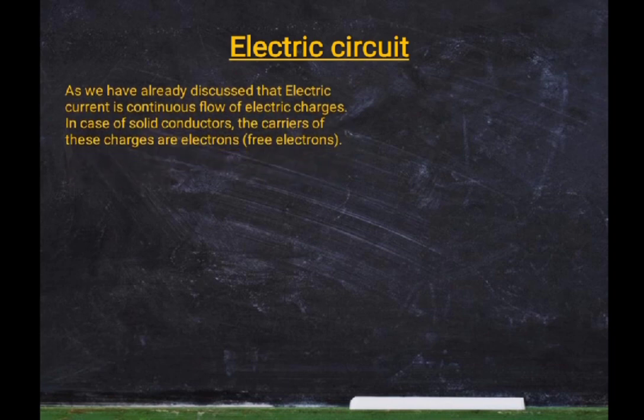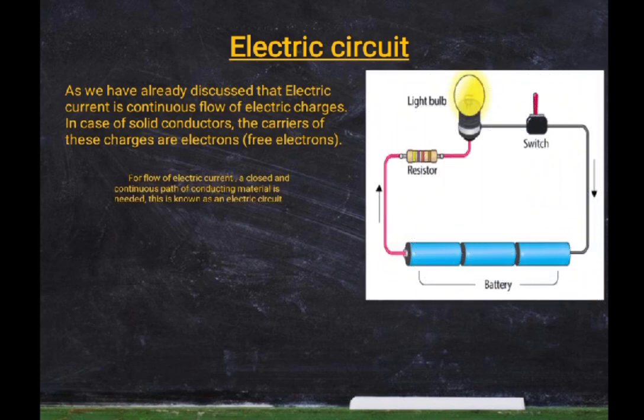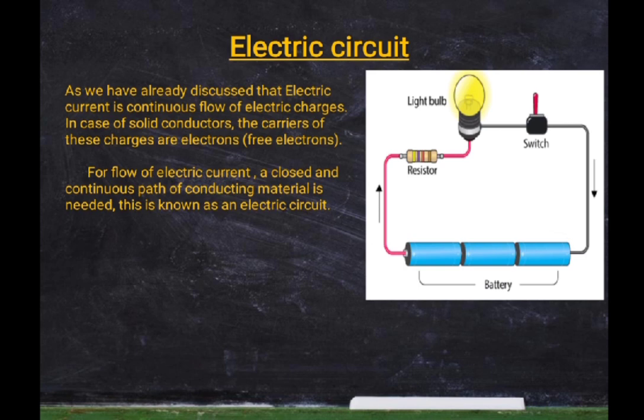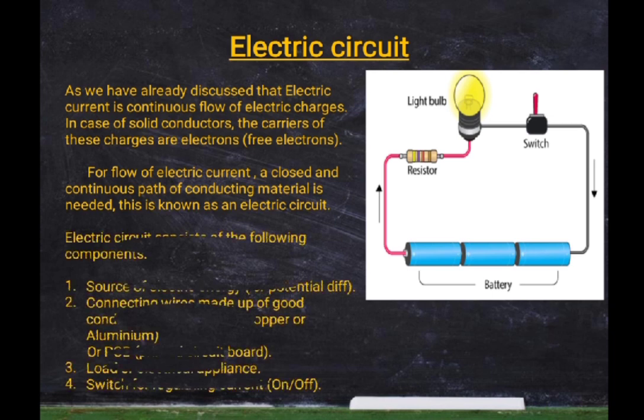Dear students, as you already know, electric current is the continuous flow of electric charges. Now in case of metallic conductors, the carriers of these charges are the free electrons, right? For the flow of electric current or electric charges, a closed and continuous path of conducting material is needed. This closed and continuous path of conducting material is known as an electric circuit.